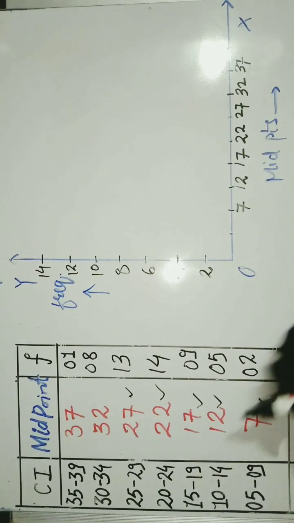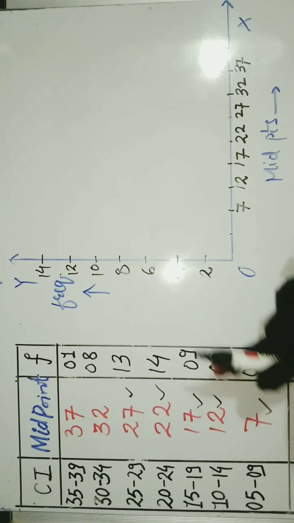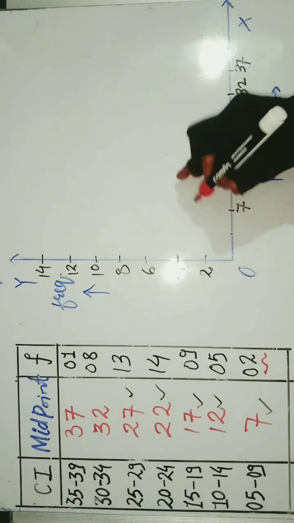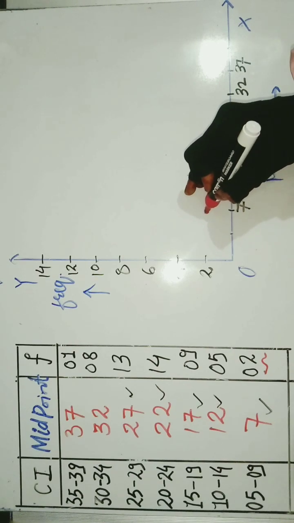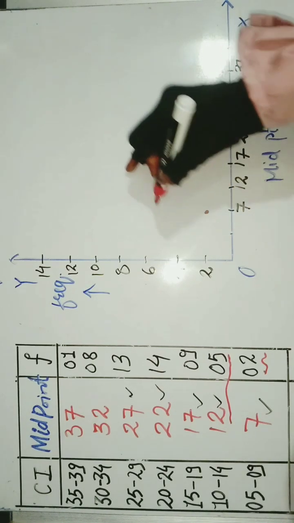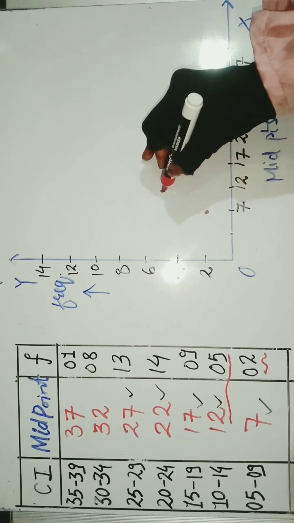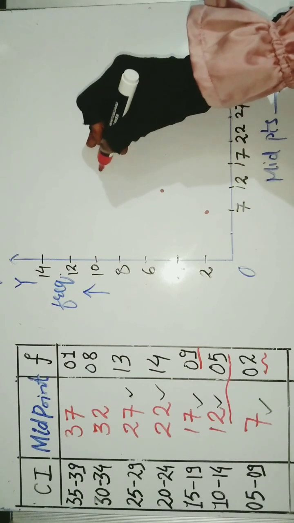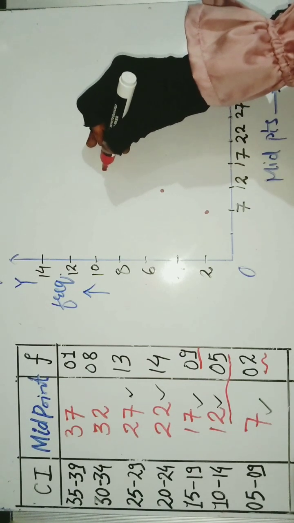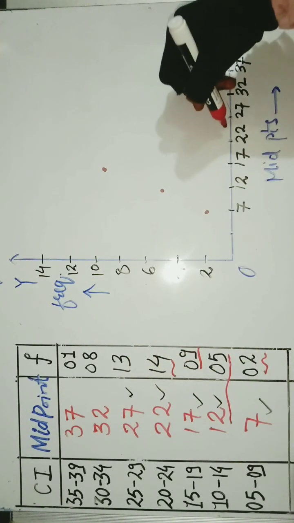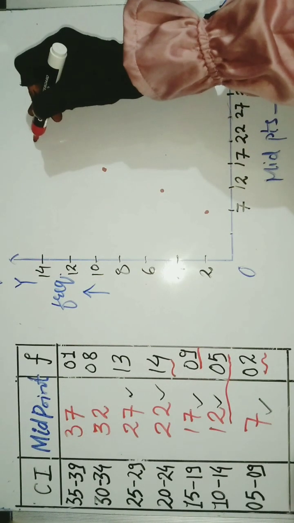Now we have to plot the points according to the midpoint and frequencies. For midpoint 7, the frequency is 2. So put a point here. For 12, the frequency is 5, so 5 will be between 4 and 6. For 17, frequency is 9, mid of 8 and 10. For 22, frequency is 14. That is our highest frequency.